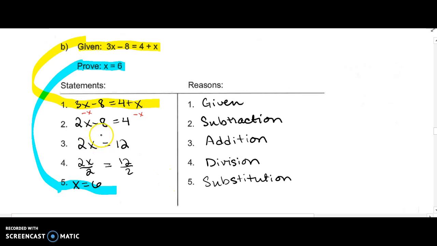Okay, so I did addition next. I added 8 to both sides. And then I called that addition, then I showed my division in step 4, and then substitution to clean that up. So another thing about proofs, there's no exact one right way to do it.